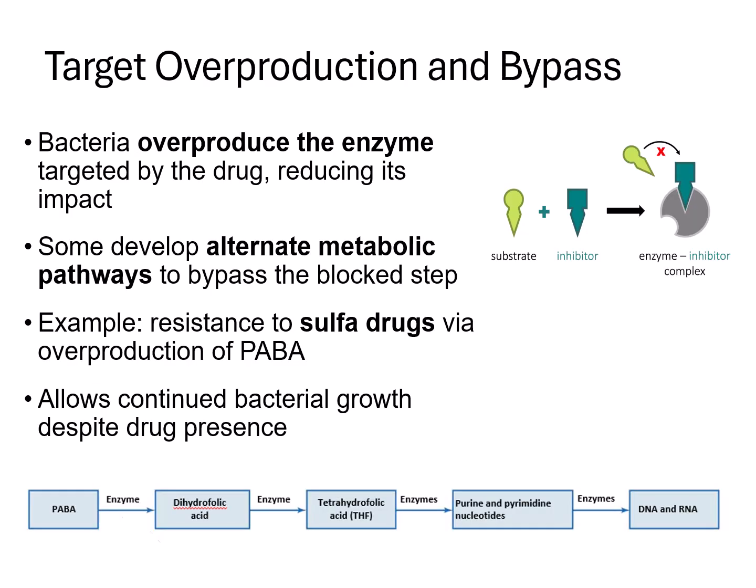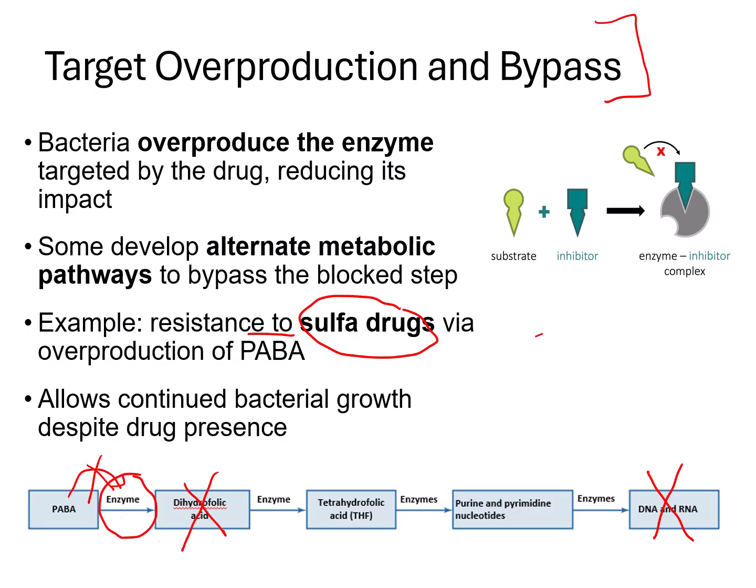Some microbes can go through target overproduction and bypass to overcome our drugs. So what's happening here is that cells like bacteria are producing an excess of the target enzyme or developing some kind of alternate metabolic pathway. For example, previously we talked about sulfa drugs, and sulfa drugs work by binding to the enzyme within the folic acid pathway and preventing PABA from being used, so the cells cannot make folic acid and thus they cannot make DNA or RNA. These bacteria, what they can do is overproduce PABA to overcome this problem.